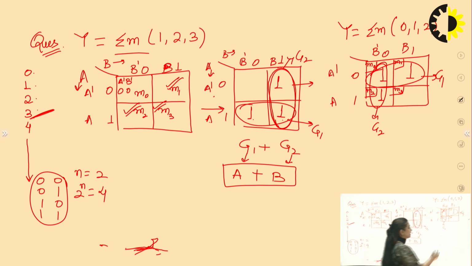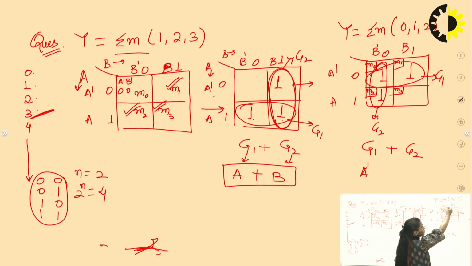So next step is naming these groups. What will be my G1 here? When I observe the members of G1, is the value of A changing from here to here? No, it is not changing, and it is A bar. So I'll simply write A bar. Now I'll have to check whether B is changing. Yes, B is changing from B bar to B.